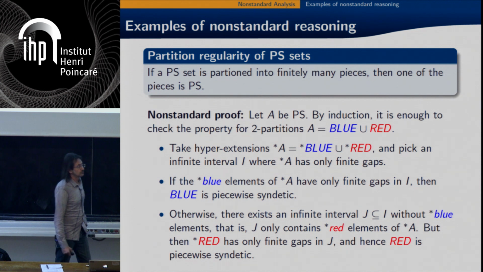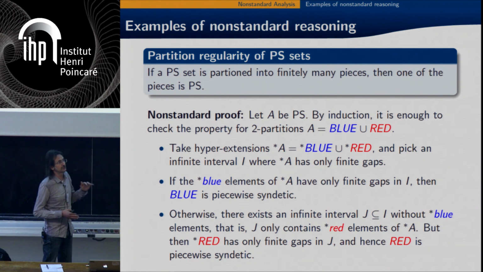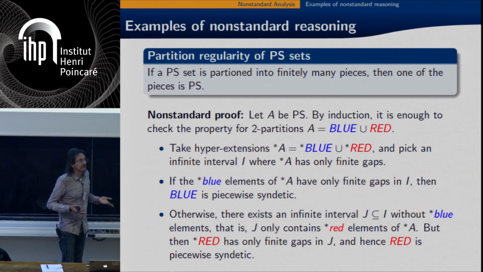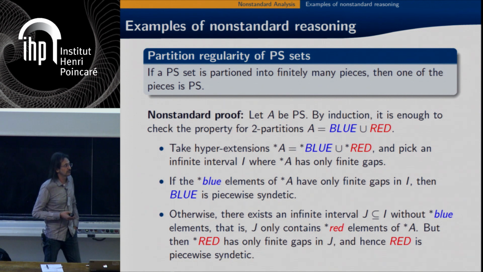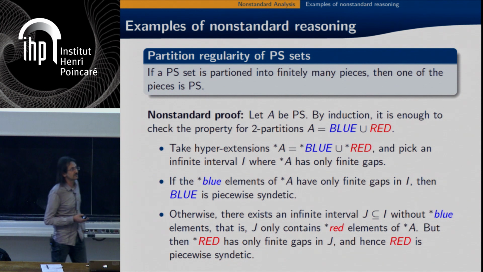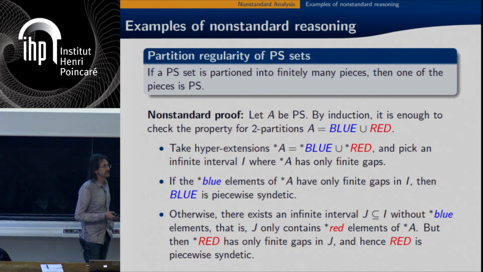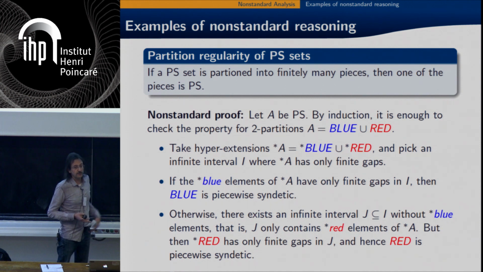So let me give you two examples of, say, non-standard reasoning. This is sort of level 0 non-standard reasoning, meaning I'm just taking the definition in the non-standard setting, and I think sometimes this simplifies the argument and makes it more direct. So for instance, if you want to prove the partition regularity of piecewise syndetic sets, let's see this for two partitions. It's really easy. I take the non-standard extension. It is split into blue and red elements. Now there are two possibilities.